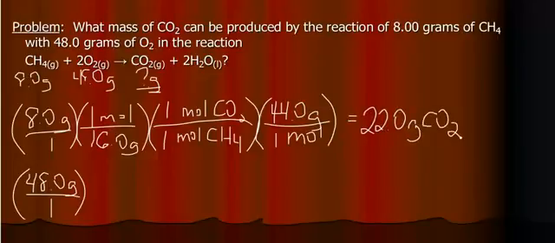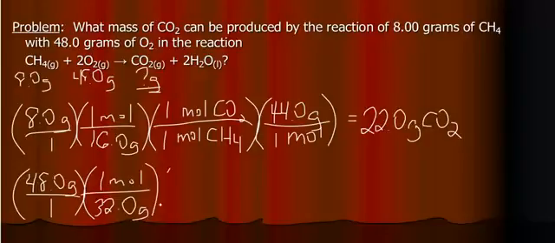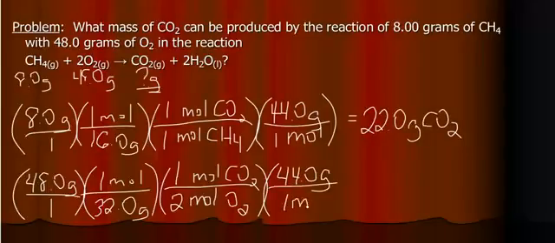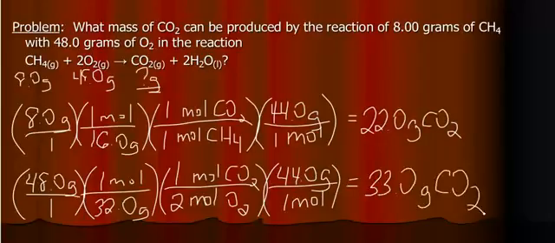Let's do the same thing at the bottom. We have 48 grams of oxygen. I'm going to convert grams of oxygen to moles of oxygen. Molar mass of O2 is 32. Okay, so now I'm in moles of oxygen. And I want to go to CO2, same product. Mole to mole ratio is 1 to 2 in this case. And then the last step, since I'm in CO2, is exactly the same, 44 grams per mole. So the mass of CO2 that would be produced in this case would be 33 grams.